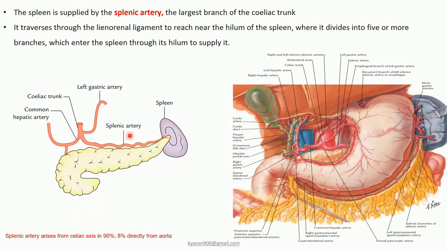Okay, so that's the splenic artery. It's going to go towards the hilum and divide into branches that will enter into the spleen. In most patients, 90% of patients, this artery is going to be a branch of the celiac trunk. In a few patients, it may be a branch coming off directly from the abdominal aorta. This is a variation.